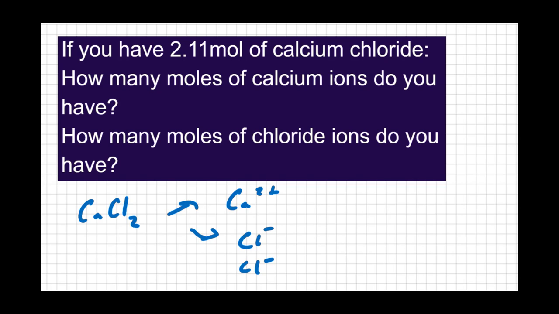tires. If I have 2.11 moles of calcium chloride, each 1 mole has 1 calcium. So I would have 2.11 moles of calcium ions. I would have twice as much chloride because it's a 2-to-1 ratio between the chloride and the calcium chloride. And so I would have 4.22 moles of the chloride ion. Let's see that one more time and then we're done.